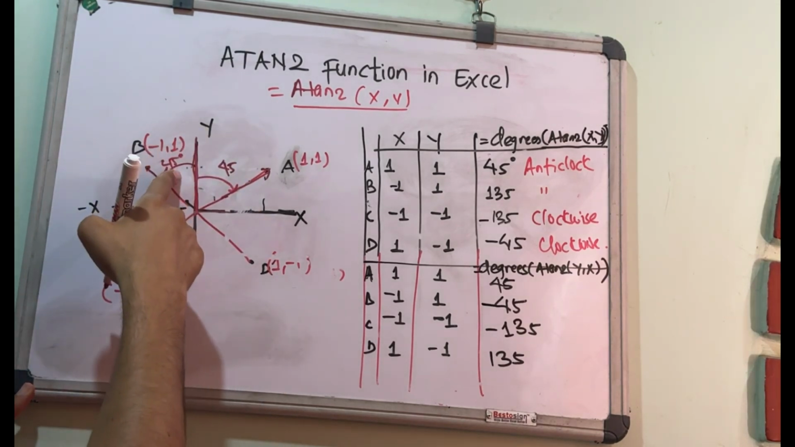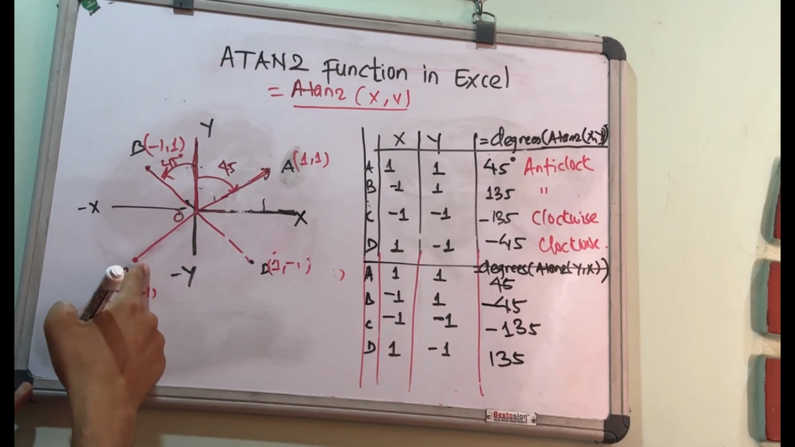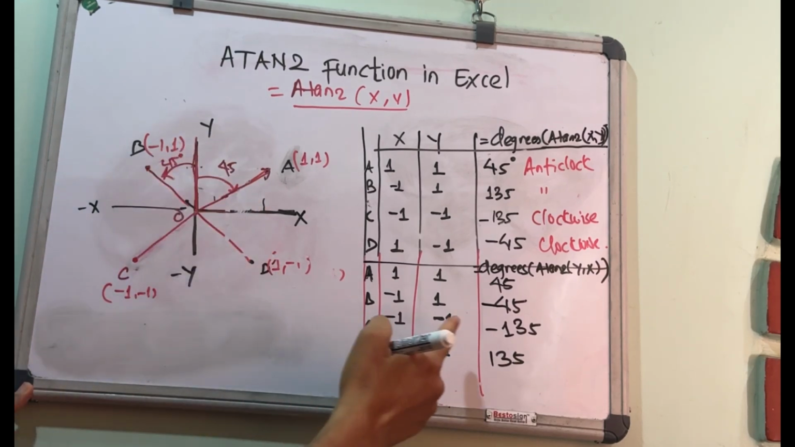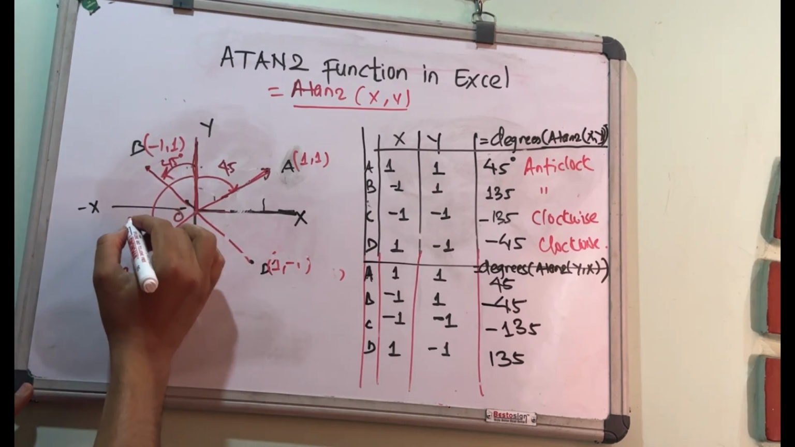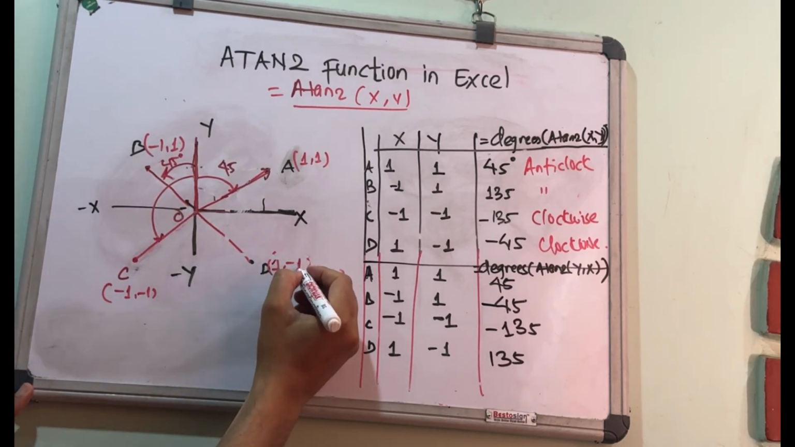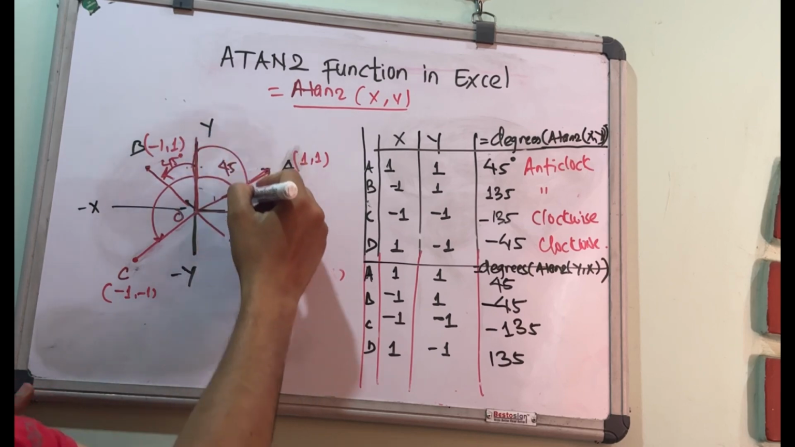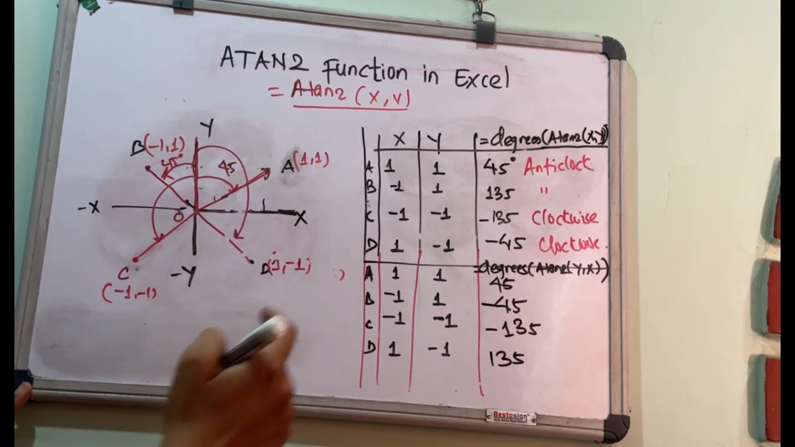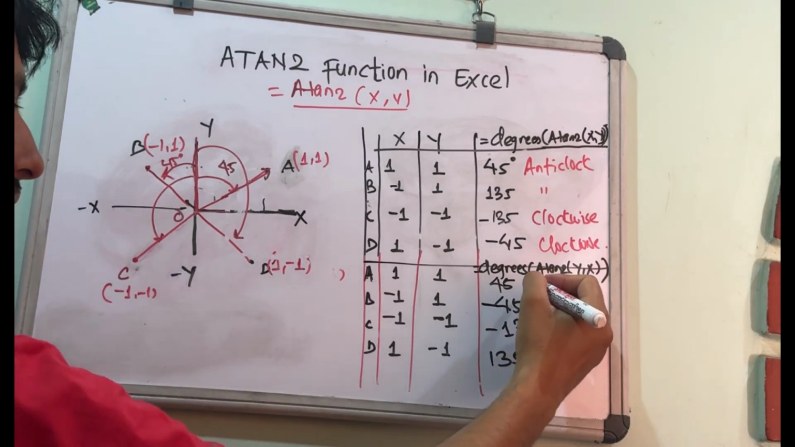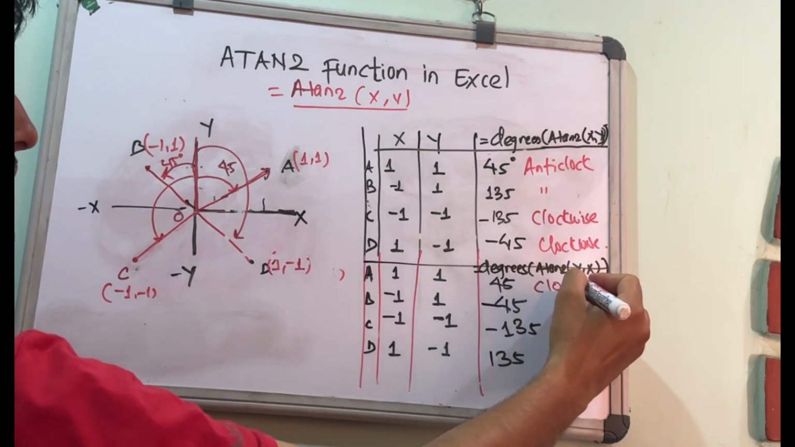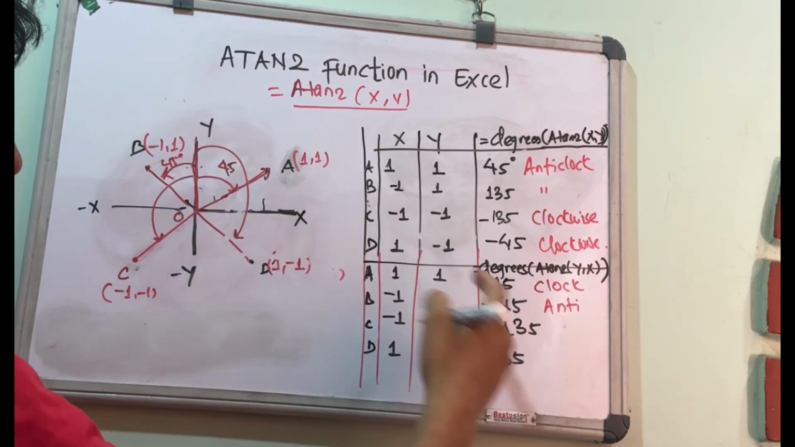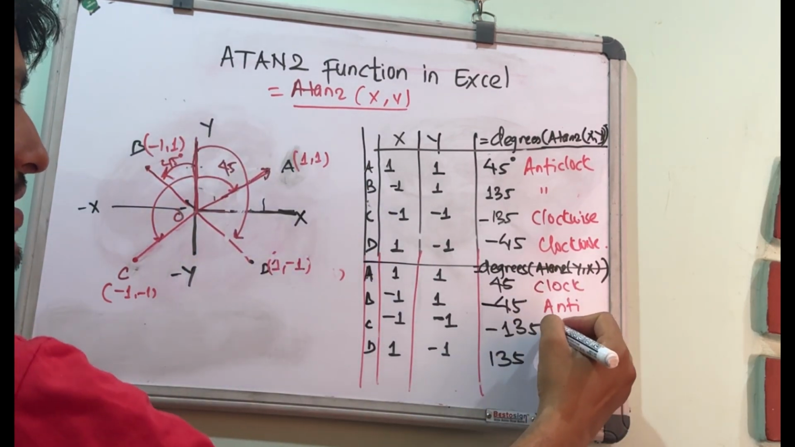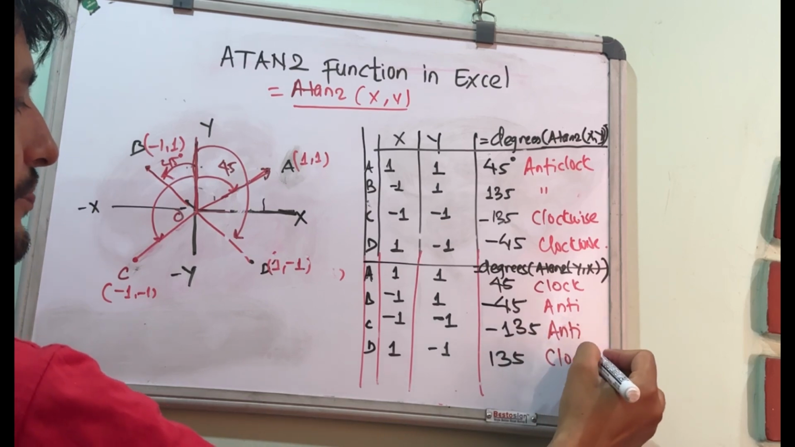This is the counterclockwise direction. And C is this point. This is giving you 135 degree, that is in the negative direction. So again, this is giving you an anti-clockwise value. And 135 degree is this, and this is giving you the angle in the clockwise direction. So what you get from these results is that the positive value gives you clockwise and the negative value gives you anti-clockwise with respect to the positive y-axis. With respect to the positive y-axis, this is anti-clockwise and this is clockwise.